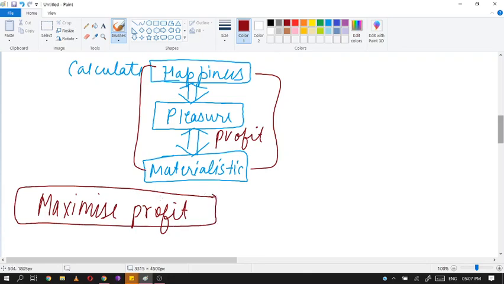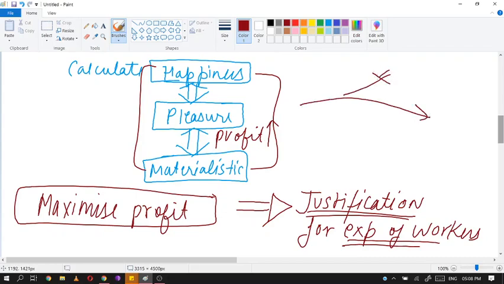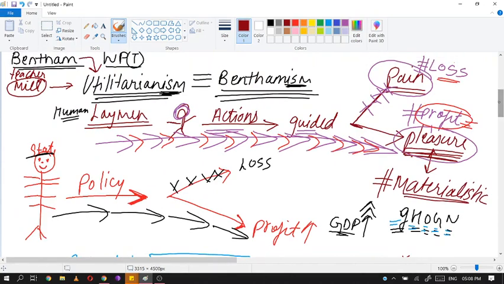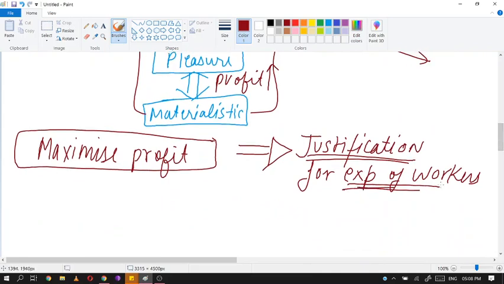Okay. Now, isn't this just a justification for exploitation of workers? Can't you say that you're exploiting workers in the name that by profit will be maximized? Because that should be our direction. We are not going there, because there are only two things: loss, profit, pain and pleasure. मैन का तो एक्शन हो गया, स्टेट की पॉलिसी हो गई. Isn't this just justification for exploitation of workers?